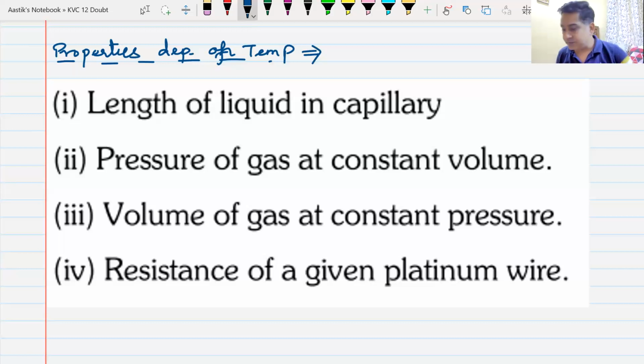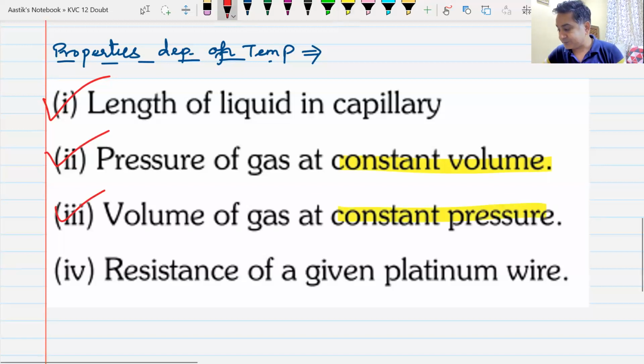Now, if you put that liquid in a small tube, we call that small tube a capillary tube. When the temperature increases, the volume of the liquid will increase, and therefore the length of the liquid in the capillary would increase. Yes or no? Yes, sir. This length of the liquid changes because of change in the volume. Pressure of the gas at constant volume: if you keep the volume constant, PV = nRT, ideal gas, the pressure of the gas is directly proportional to the absolute temperature. Yes or no? Yes, sir. Similarly, the volume of the gas, if you keep the pressure constant, is directly proportional to temperature. Yes or no? Yes, sir.